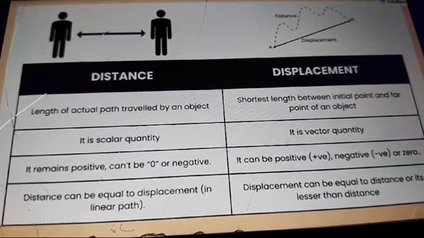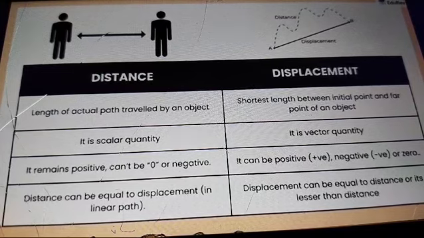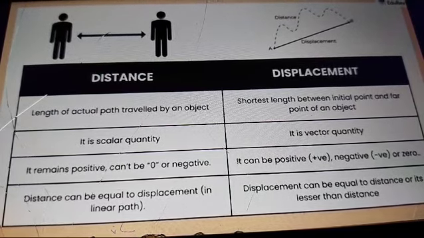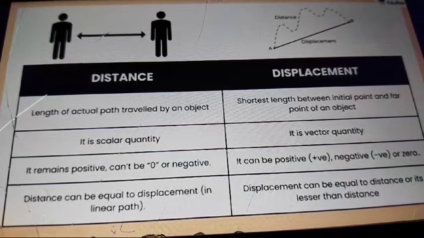Displacement, on the other hand, is the shortest length between the initial and final points of an object's motion. It is a vector quantity, meaning it has both magnitude and direction. Displacement can be positive, negative, or zero.